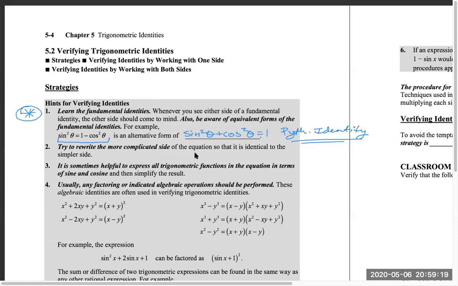Also, we're going to rewrite the more complicated side of the equation. Typically, it's a little bit easier than having to manipulate the simpler looking side into the complex one. You'll see about that shortly. It is sometimes helpful to express all trig functions in the equation in terms of sine and cosine and then simplify the result, like the last example we did. Change everything into sine and cosine terms and then simplify down until you get another common trig identity or function.